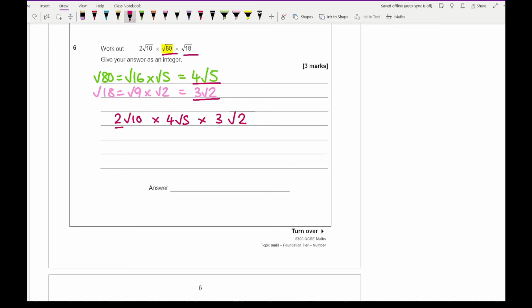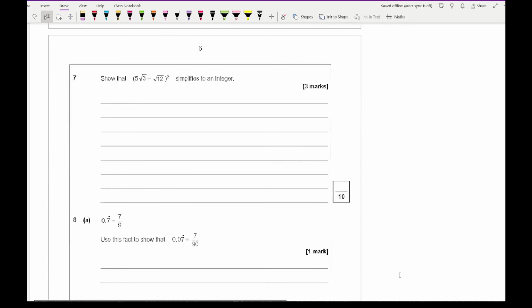Then multiplying all the outside numbers together, we get 2 times 4 times 3, which is 24. And then multiplying the numbers in the surds, I get 10 times 5, which is 50, times 2, which is 100. Now 24 times root 100 is 24 times 10, and that's 240.